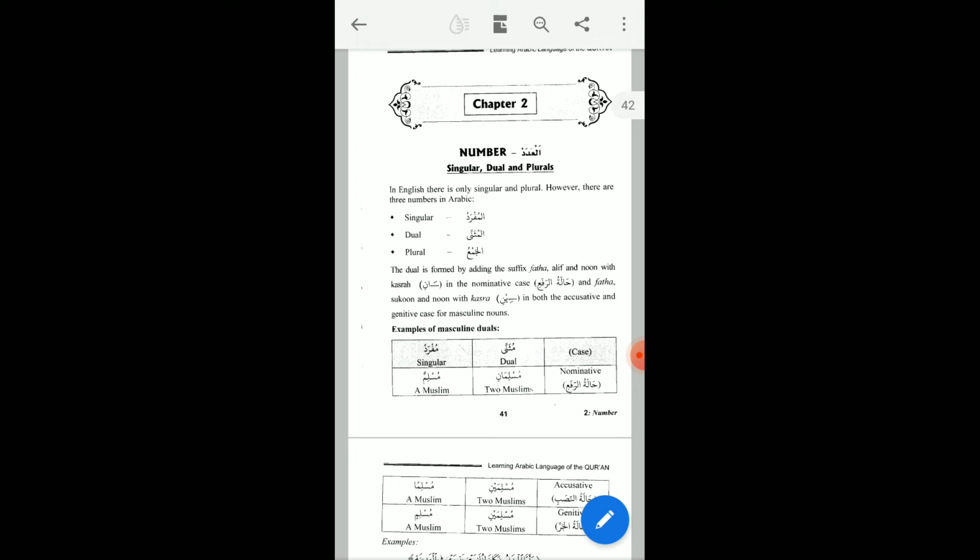Plural, we have al-jam'. The dual is formed by adding the suffix fatha, alif and noon with kasra. See, in the braces, we have alif and noon, and we have a dash, and over this dash there is a fatha. It means on this dash there can be any letter, but alif and noon remain constant. It is in dual. But we have the accusative case. I said what the accusative case is. I said what the genitive case is.